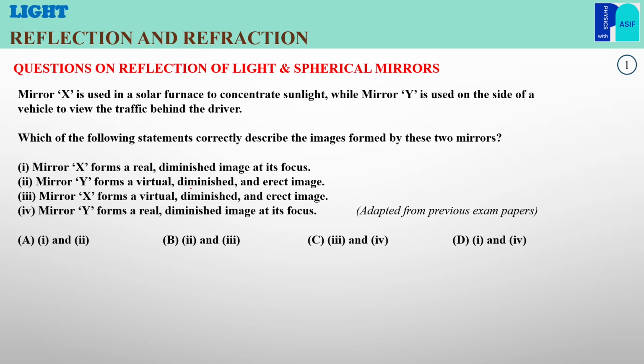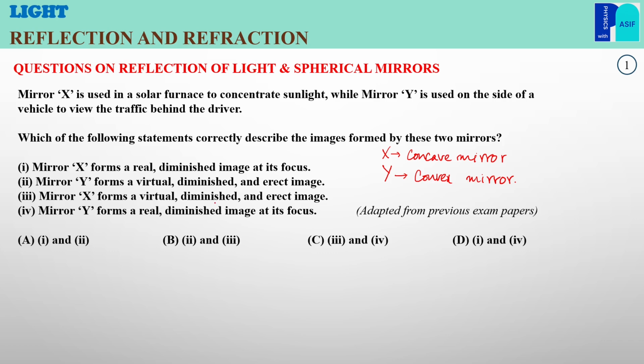In the first statement, it is given that mirror X is used in a solar furnace to concentrate sunlight. So it is possible only with the concave mirror. Therefore, X is a concave mirror. On the other side, Y is used on the side of a vehicle to view the traffic behind the driver. And we know that the type of mirror that is used in vehicles is the convex mirror to see the traffic behind the driver. Therefore, the mirror Y is a convex mirror.